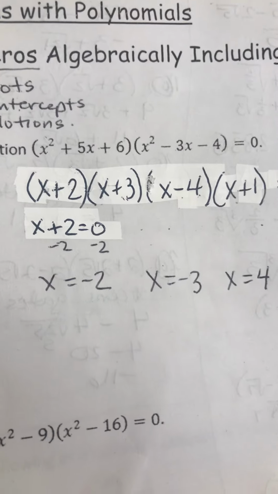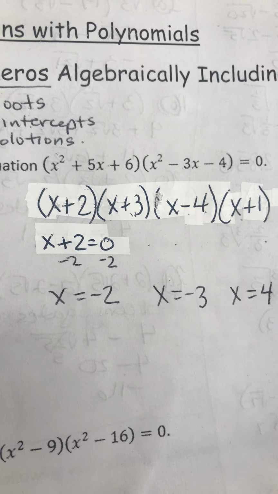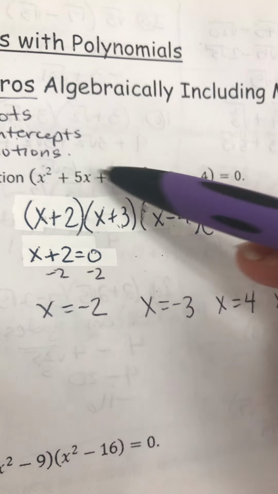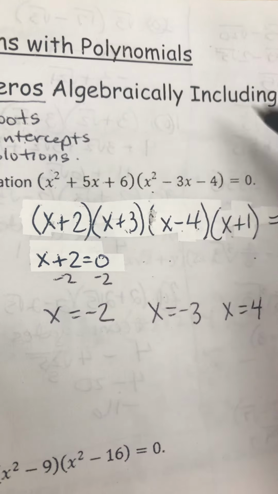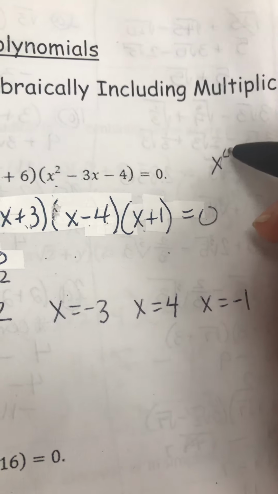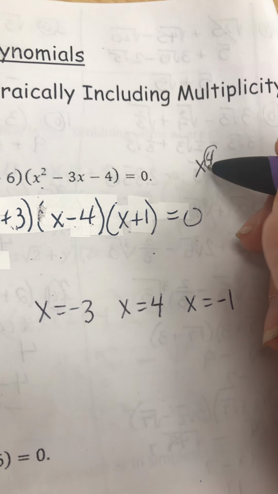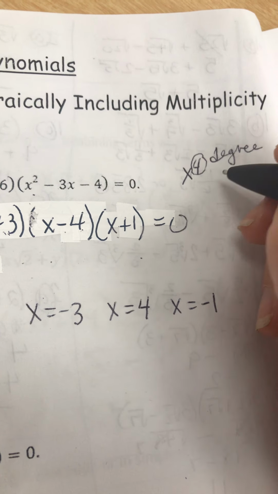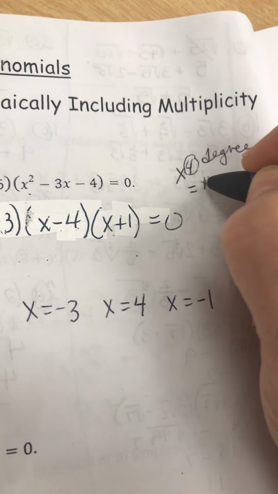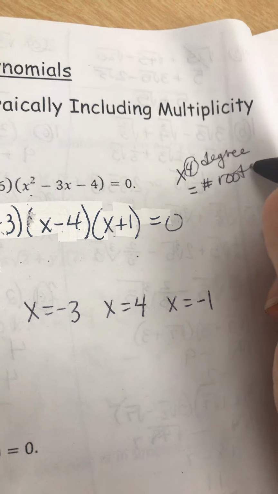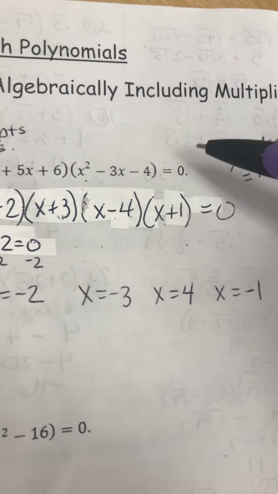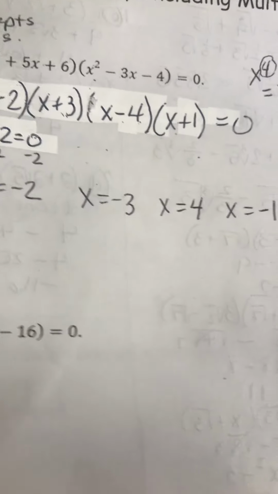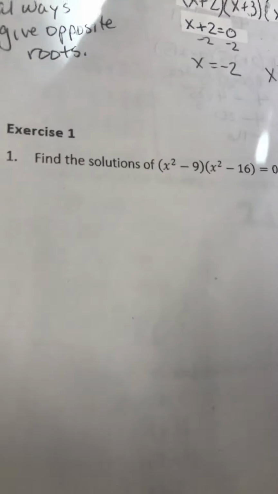Okay? We'll do ones that are a little bit more involved shortly. One thing I do want to tell you is if this were to be multiplied out, x squared times x squared would give me x to the 4th. A 4th degree, whatever the degree of the polynomial is going to equal the number of roots you should get as well. So this would have been a 4th degree. Notice we have 4 roots. Okay? You can also check these in the calculator. I'll show you that on this one.